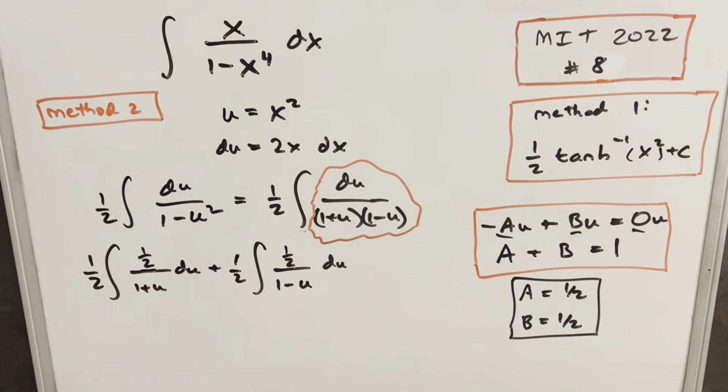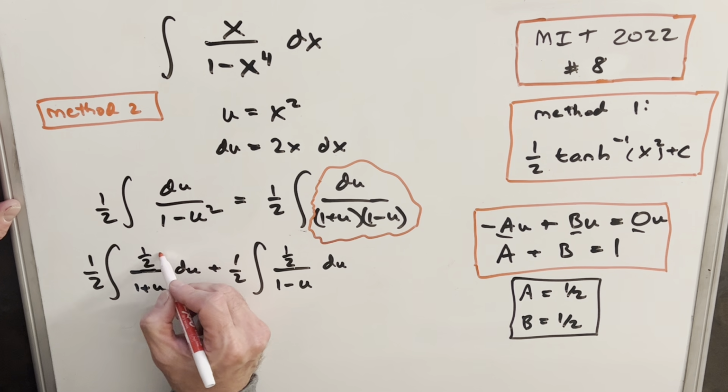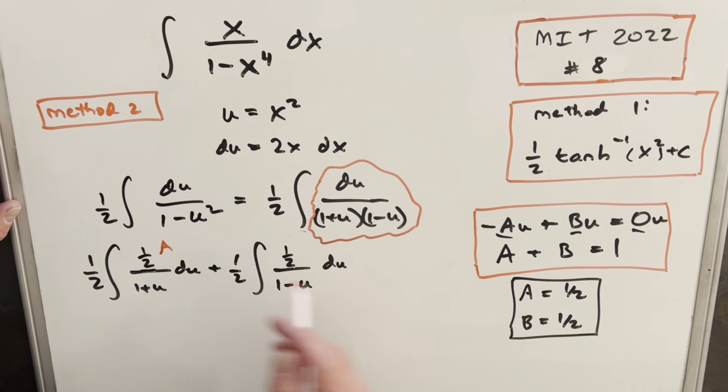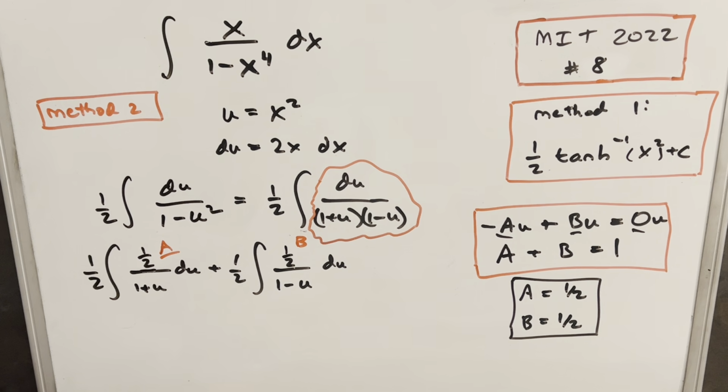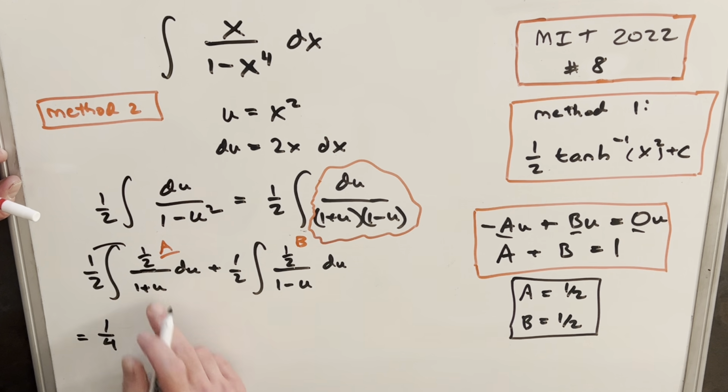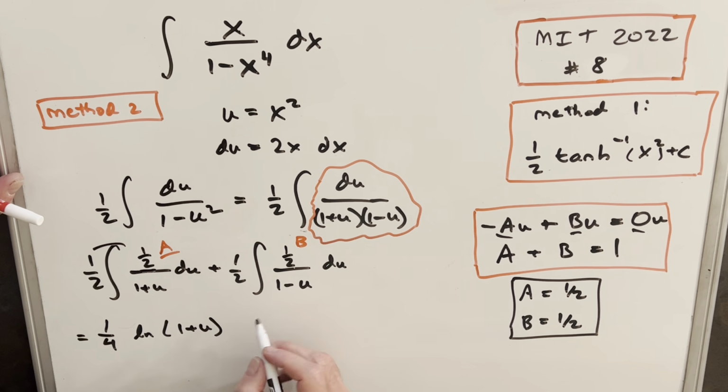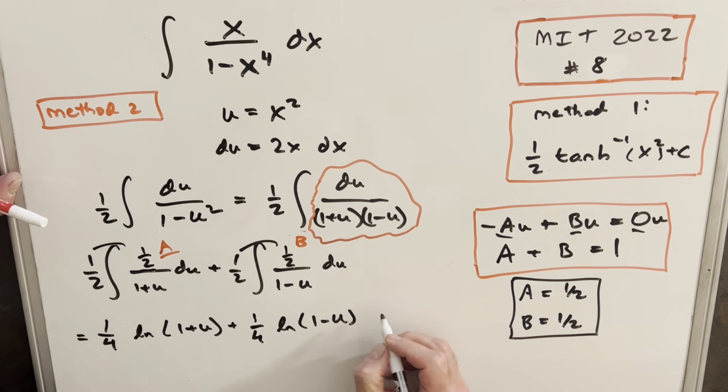Okay, so now we've broken this into two integrals, and we have our a value that we found from our partial fractions, and we also found this b value, each a half. And so now we're ready to integrate. First we can multiply this half and half, and we're going to have 1/4. The integral of 1 over 1 plus u is just ln absolute value 1 plus u. But we're going to drop the absolute value because MIT integration bee doesn't require it. And then multiplying those halves together, we're going to have 1/4 ln 1 minus u plus c.